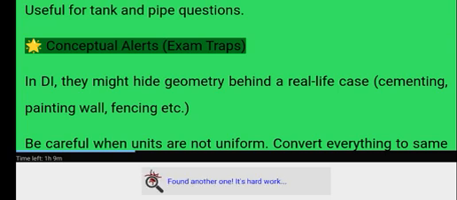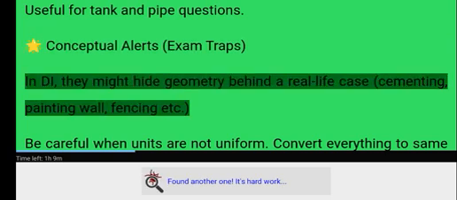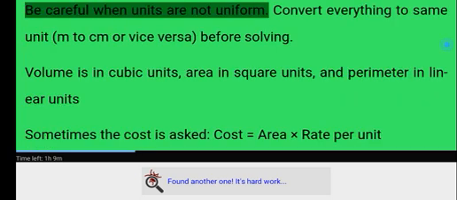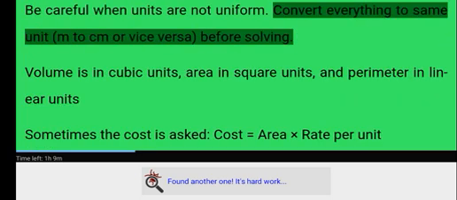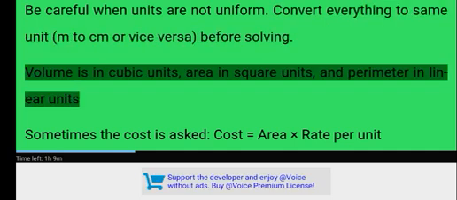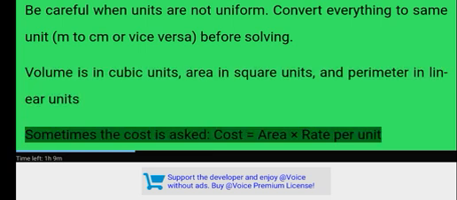Conceptual alerts and exam traps. In DI, they might hide geometry behind a real-life case: cementing, painting a wall, fencing, etc. Be careful when units are not uniform. Convert everything to the same unit, meters to centimeters or vice versa, before solving. Volume is in cubic units, area in square units, and perimeter in linear units. Sometimes the cost is asked. Cost equals area times rate per unit.